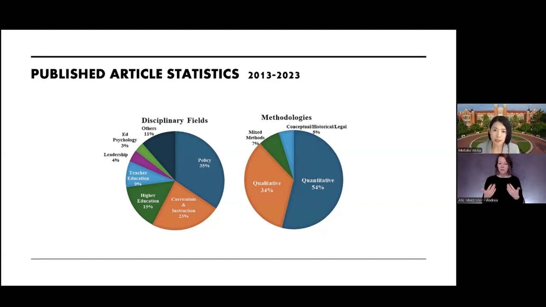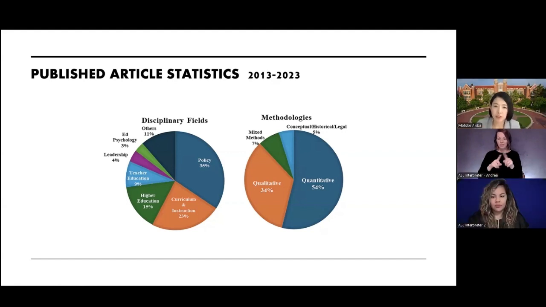We can see that although we publish articles in various disciplinary fields and methodologies, we would like to achieve a better balance. For example, policy is a little overrepresented. Quantitative articles are overrepresented. We would definitely like to encourage a few more qualitative and mixed method studies, and also other different types of methodologies used in our published AERJ articles.